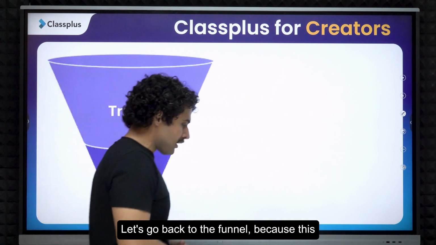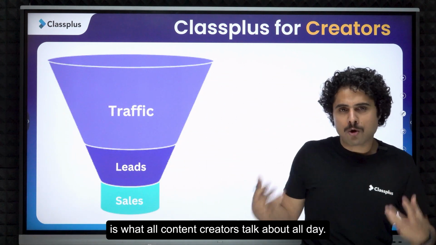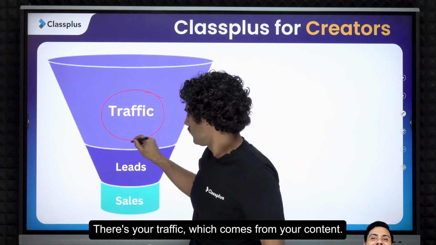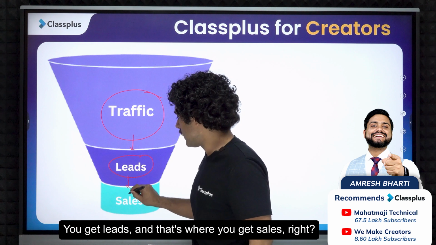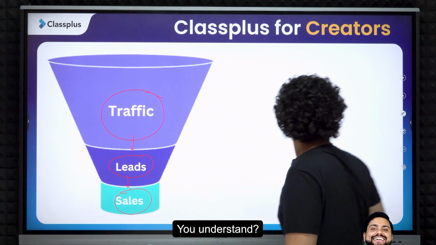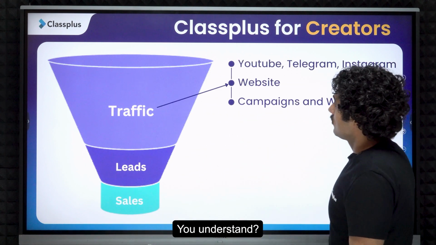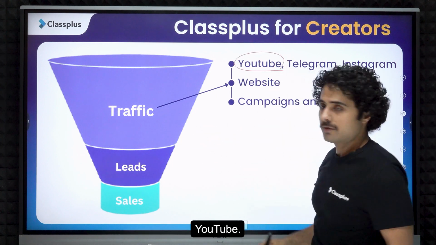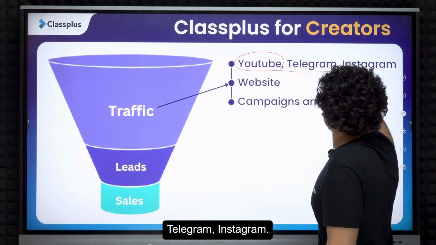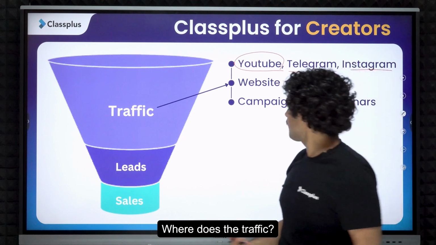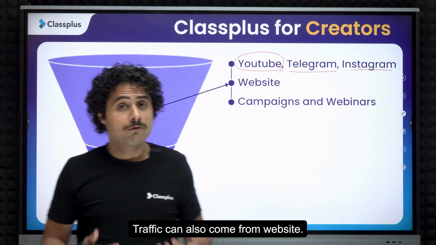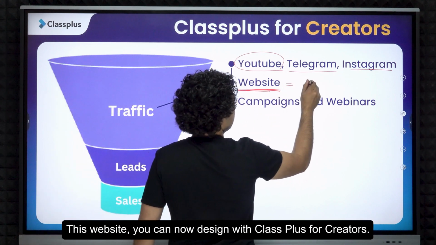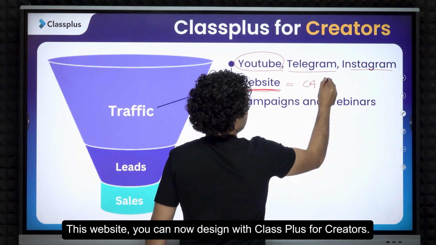Let's go back to the funnel, because this is what all content creators talk about all day. There's your traffic which comes from your content. You get leads, and that's where you get sales, right? You understand? So traffic, where does traffic come from? YouTube. You're already working on it. Telegram, Instagram. Traffic can also come from a website, right? This website you can now design with Classplus for Creators.